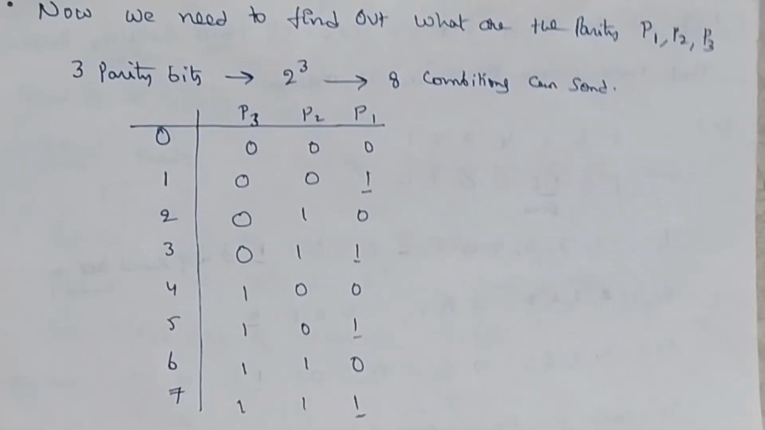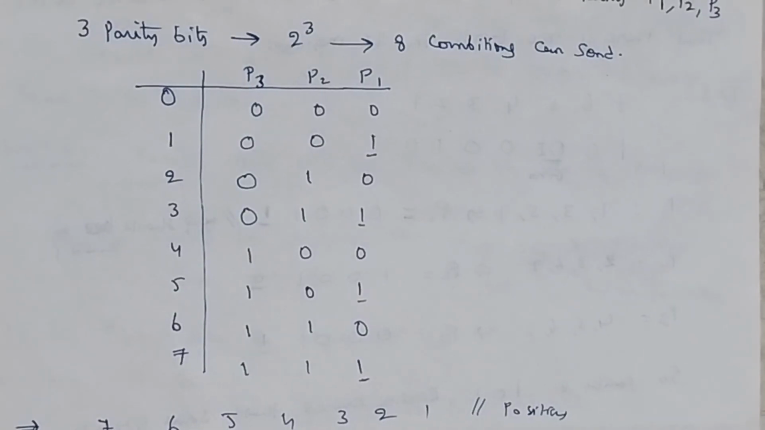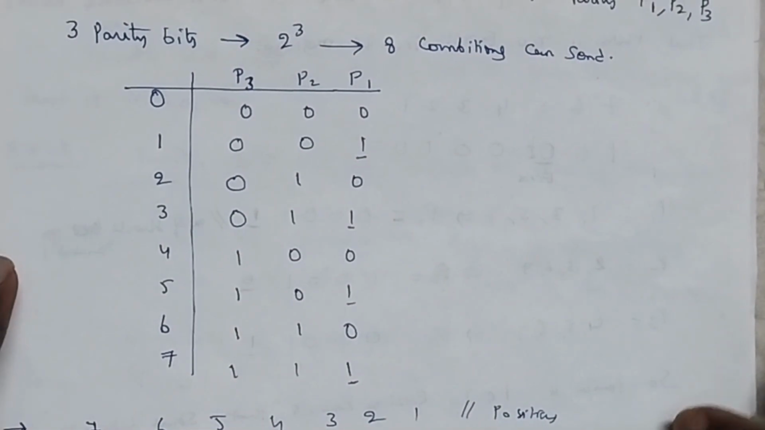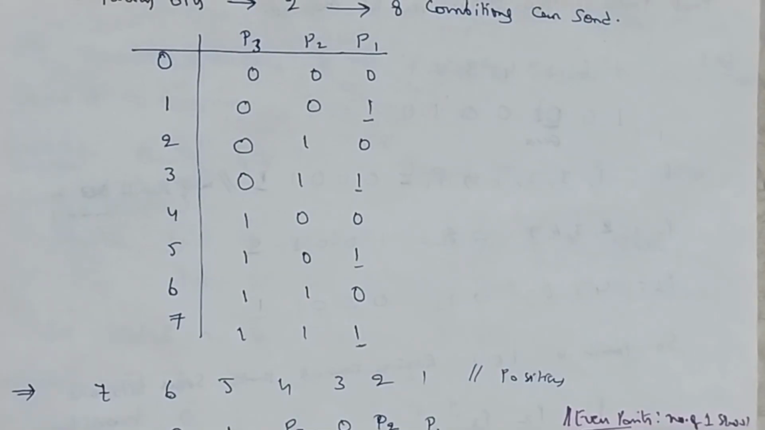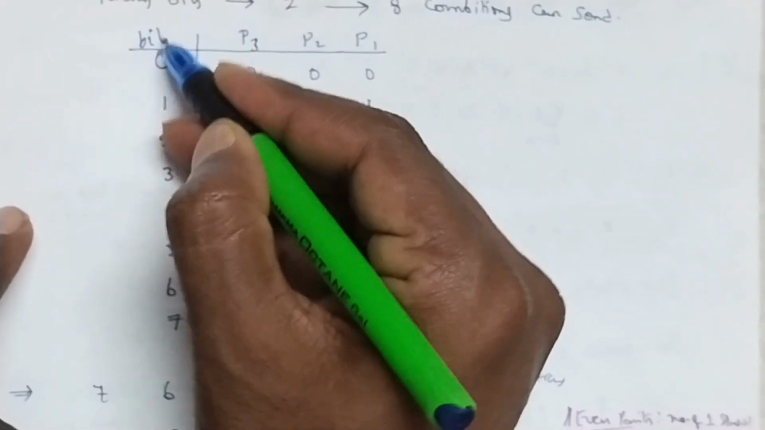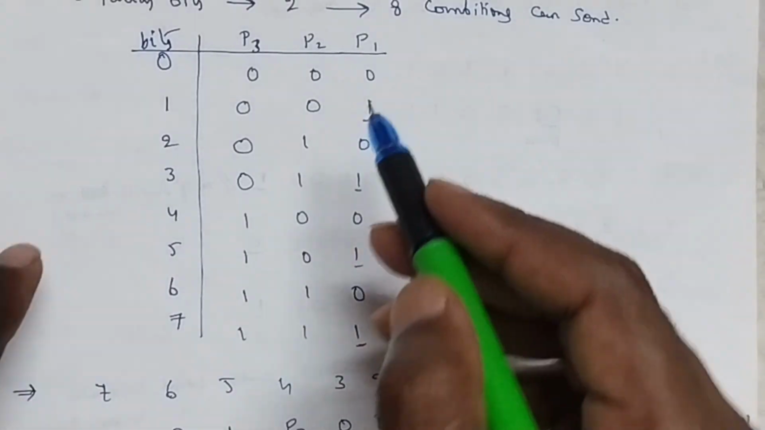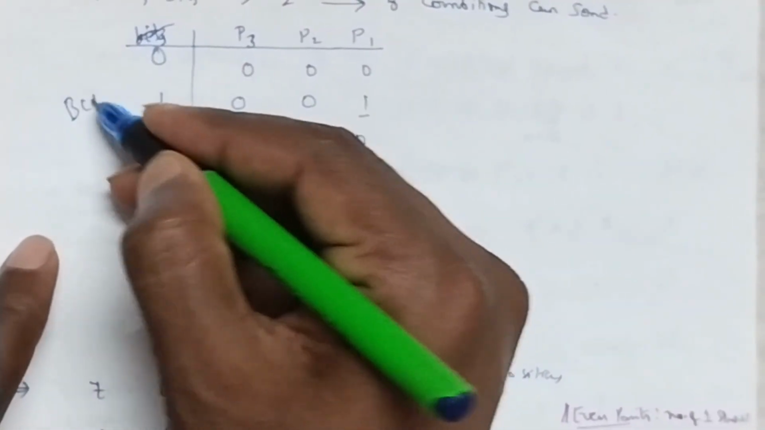So the parity bit values are P1, P2, P3. How to calculate the parity bit values? With 2 power 3, how many combinations will we get? 2 power 3 means 8 combinations. So the total number of bits is 8, and they go from 0 to 7. Here this is the decimal, and this is the BCD code.